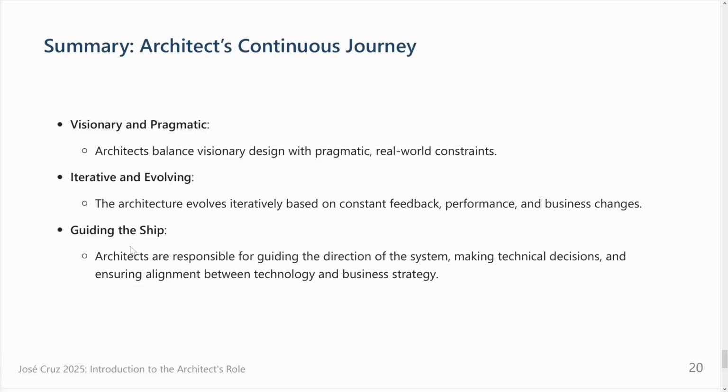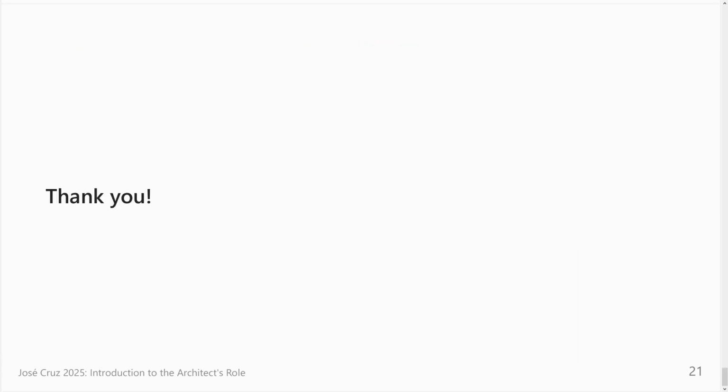Performance and business change, guiding the ship. Being an architect is being the technical leader. It's making sure that you are not in front of the business people, because they are the ones that are creating the business, but you are, let's say, the beacon they look to, to make sure that you can implement the technical part or the solution part that will bring money to the company or meaning to their interests. So architects are responsible for guiding the direction of the system, making technical decisions, and ensuring alignment between technology and business strategy.